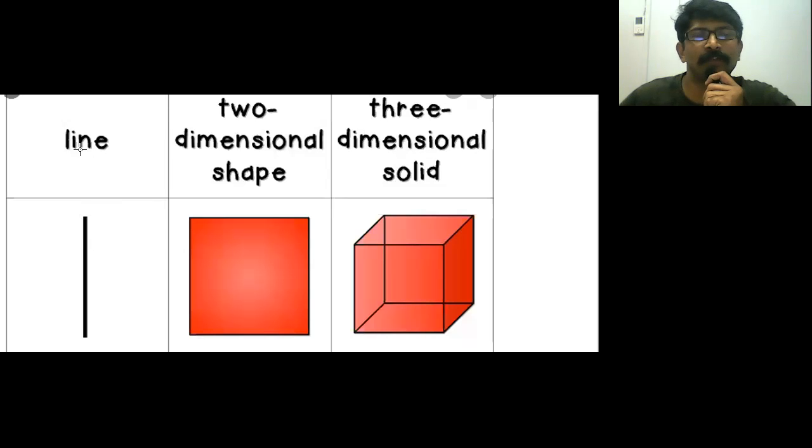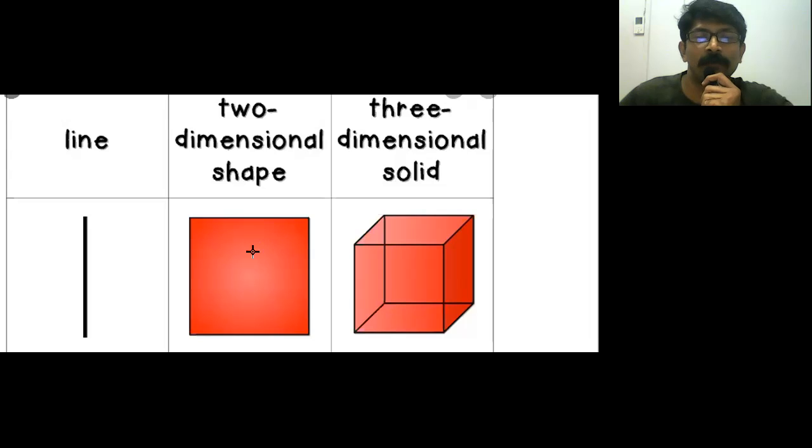So first of all, one dimension: we have a line. Now that line has been stretched like this, either horizontally or vertically. Then we get a two-dimensional shape. And that two-dimensional shape would be nothing but a square, isn't it? If all the sides are equal, then that particular shape would be called a square.